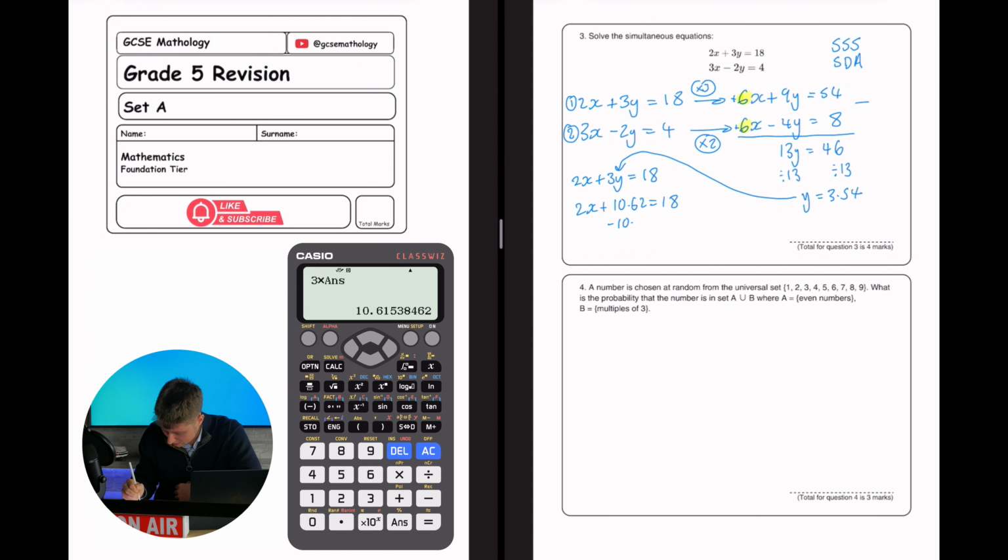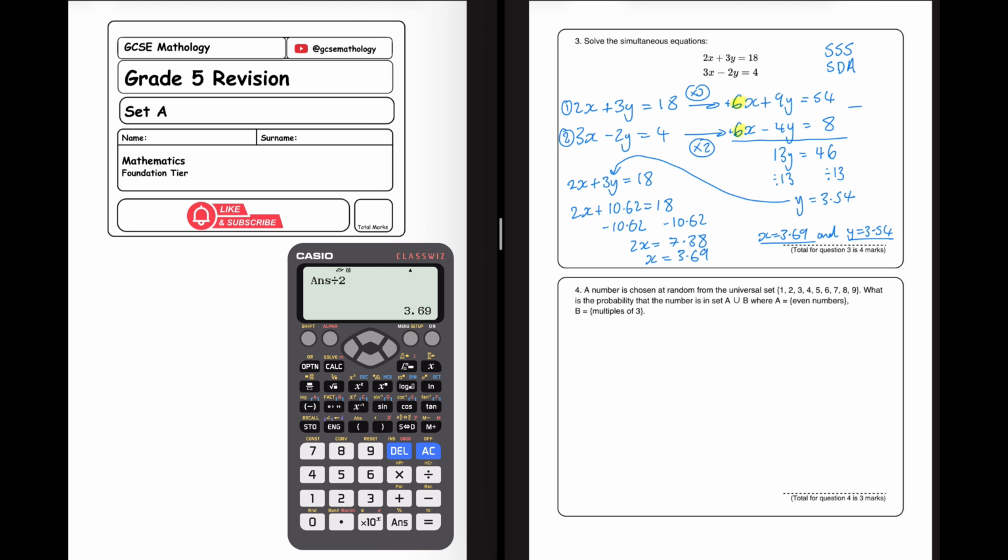So minus 10.62 from both sides. We get 2x, which is equal to 18 minus 10.62, which is equal to 7.38. And then to get x, we just divide both sides of the equation by 2. So dividing this by 2, we get 3.69. So x is equal to 3.69, and y is equal to 3.54.